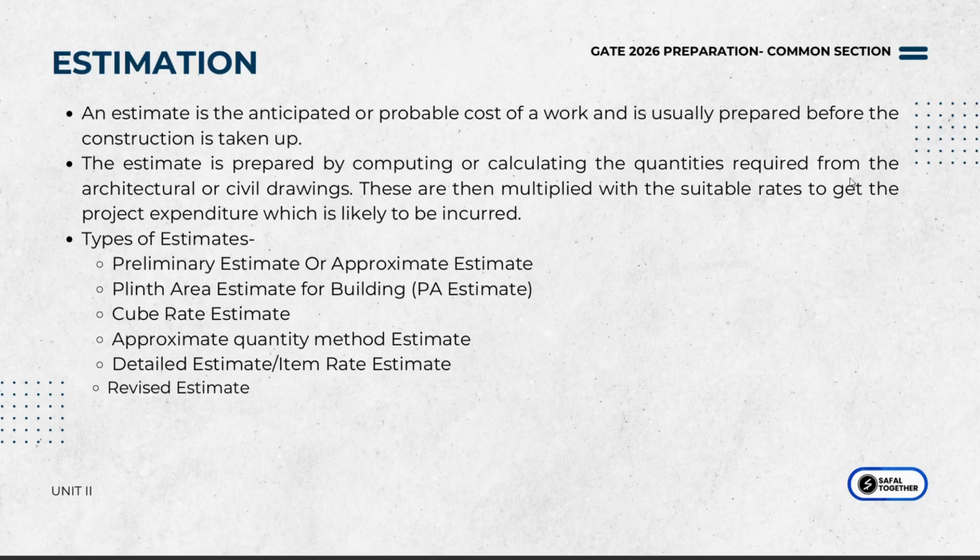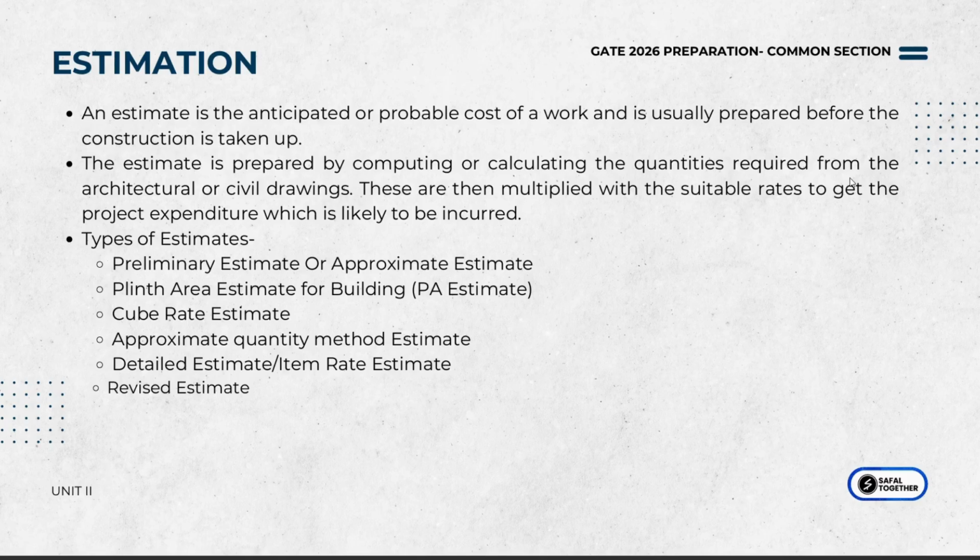Okay, so the process of preparing this estimate is called the estimation, and it's either done manually or you use a computer to actually help you do it. Okay, and you utilize all of the civil drawings or all of the architectural or working drawings that is given to you by the designer or by the architect, and then you multiply it with the suitable rates to get the total expenditure of the project.